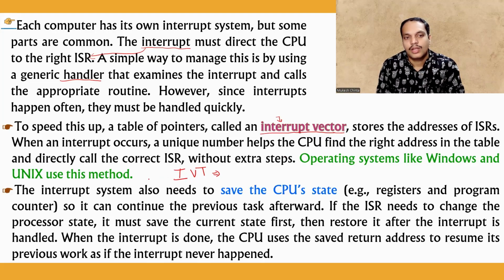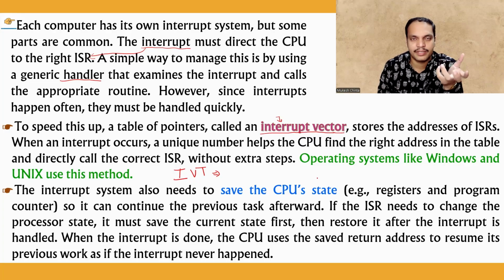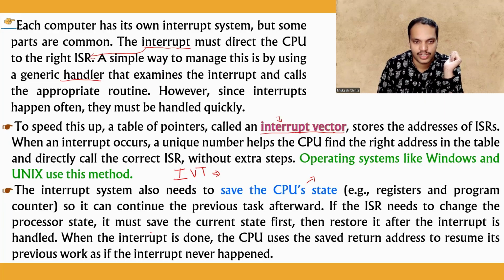Okay, now the interrupt system also needs to save the CPU state. The CPU might be busy, it might be working on something else. If an interrupt happens, then the CPU state should be saved. We usually call this context switching in some cases. So it can continue. Why save the state? Because after servicing this interrupt, the CPU should go back to whatever it was doing and continue that particular work. If the ISR needs to change the processor state, it must save the current state first.